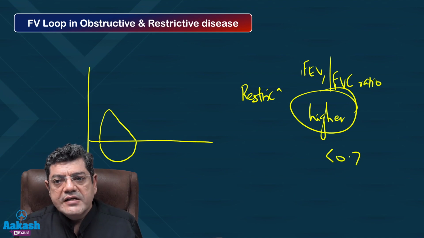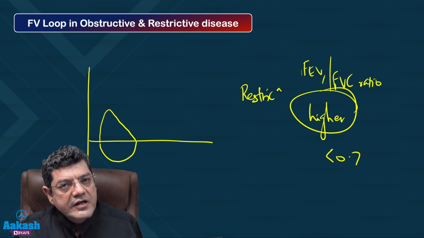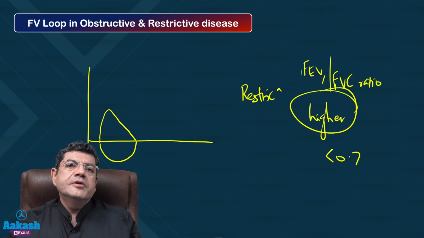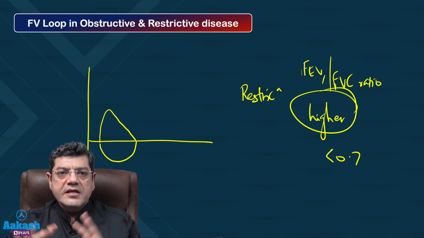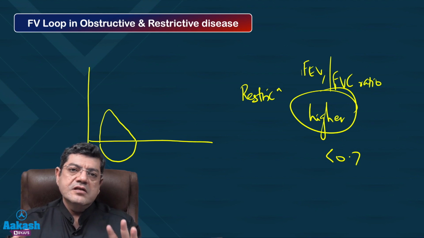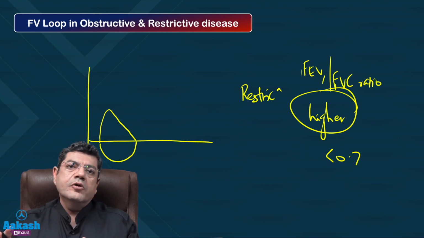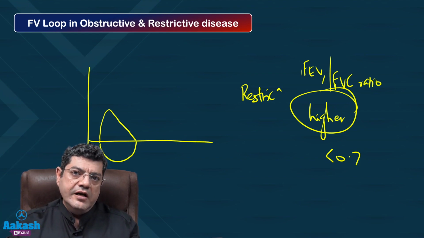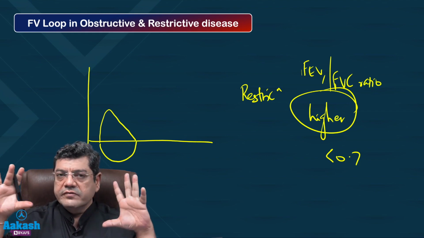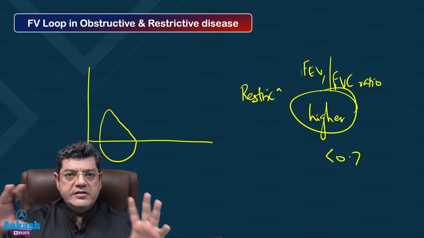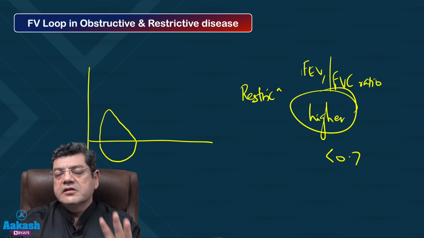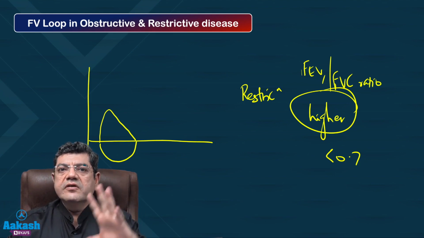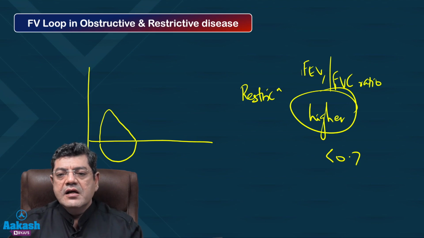A ratio of less than 0.7 is the definition of airway obstruction, whether you're talking of COPD, asthma, bronchiectasis, bronchiolitis, anything. Like fever is an AM temperature of more than 98.9 or a PM temperature of more than 99.9, no matter whether it's because of typhoid, TB, malaria, HIV, whatever. Similarly, airway obstruction, no matter the cause, the definition is an FEV1 to FVC ratio of less than 0.7.